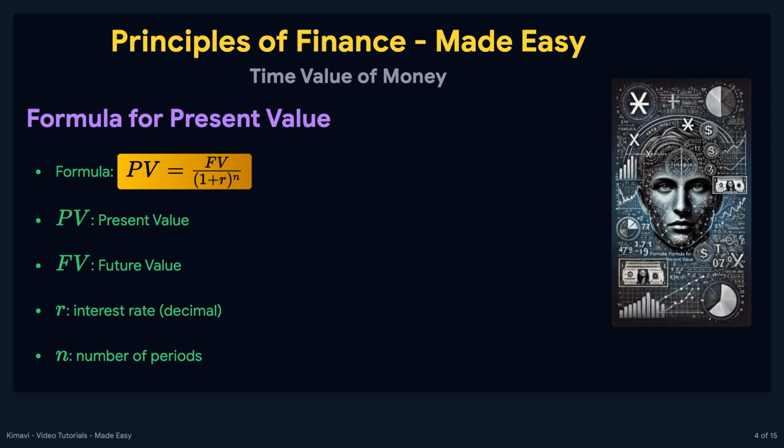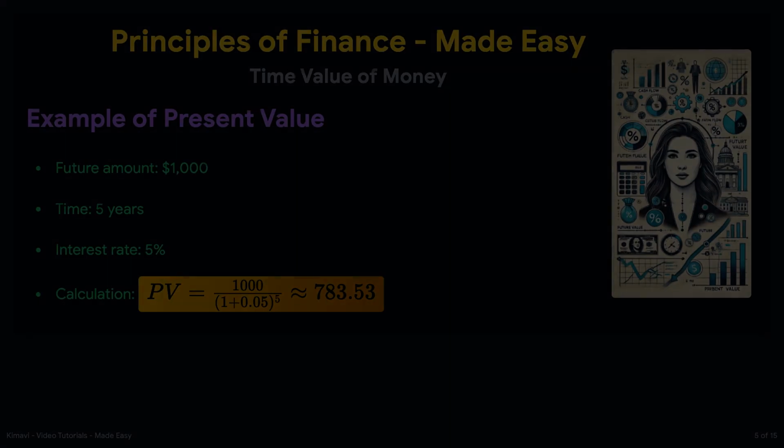The formula to calculate the present value of a future sum of money is PV equals FV divided by (1 plus R) raised to the power of n. Here, PV stands for present value, FV is future value, R is the interest rate in decimal form, and n is the number of periods.